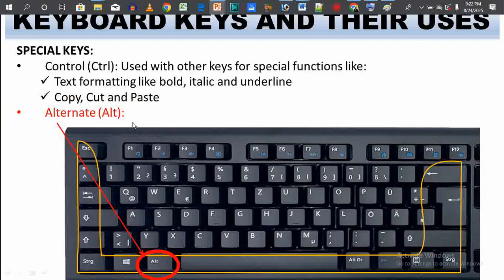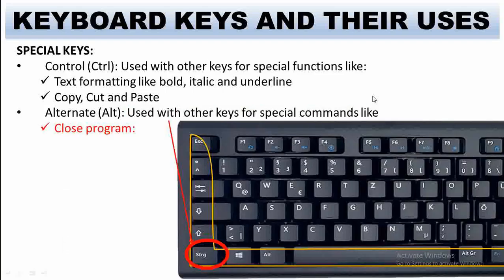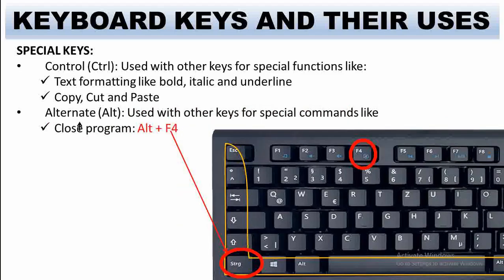Then the next one is the Alternate key. The Alt key is also used with other keys for special functions. We don't mostly use the Alt key when we are working on a computer system. We can use it to close a program. If we press down the Alt key, then we press F4, it will close a program. If we have many programs open on our computer and we want to close any of them, you can use Alt plus F4. That means you press down Alt, then you press F4, so the program will close.